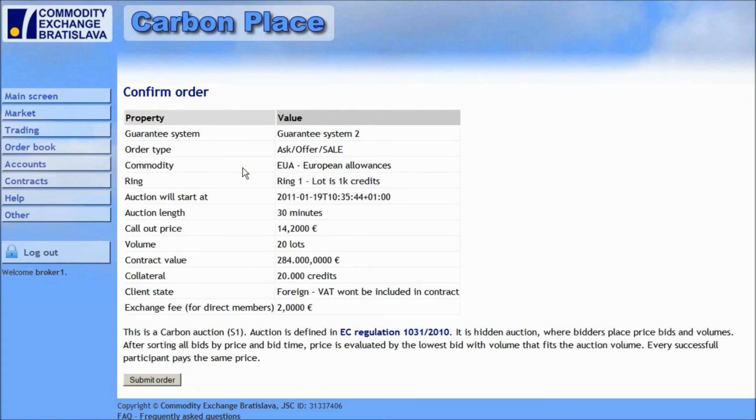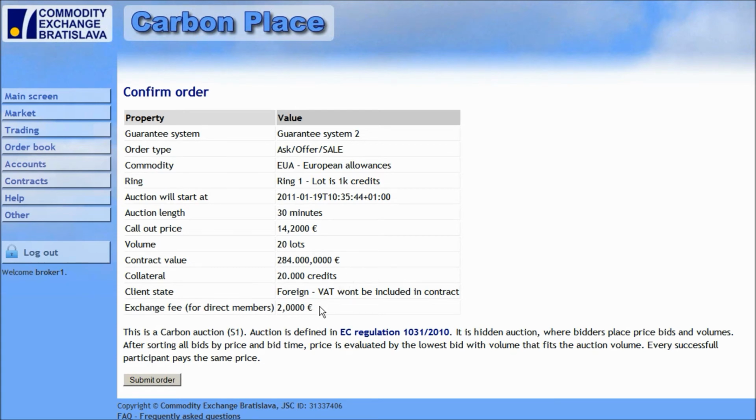Now we will check the order and see if it is what we wanted. Guarantee System 2, we sell, commodity EUA, lot is 1,000 tons, auction will start at the specified time, auction length will be 30 minutes, call-out price is 14.2 euros, volume is 20,000 credits, total price of the contract will be at least 284,000 euros, exchange fee will be 2 euros.